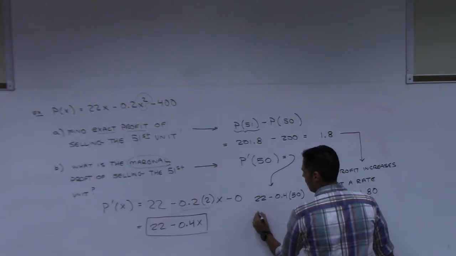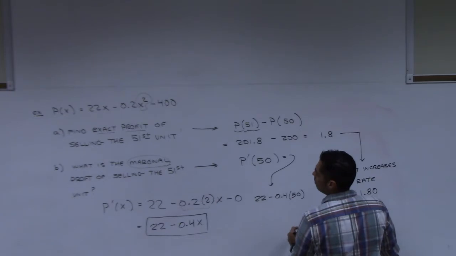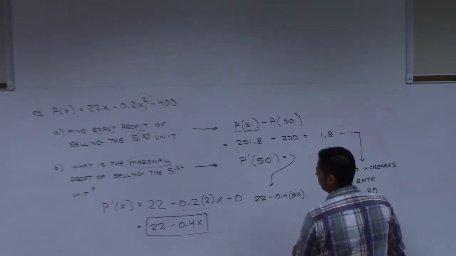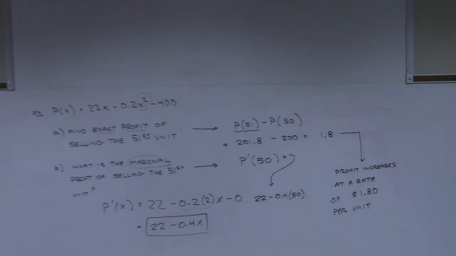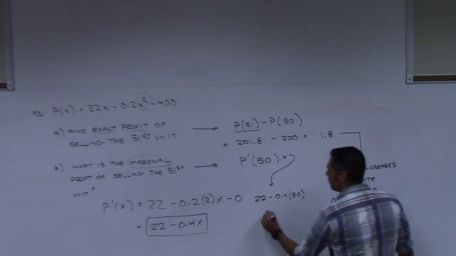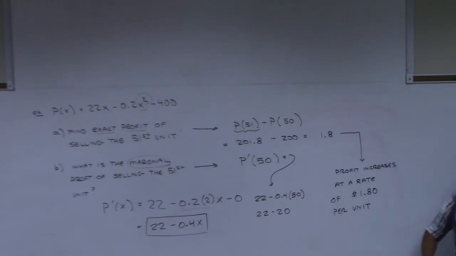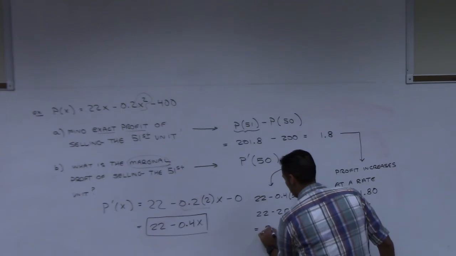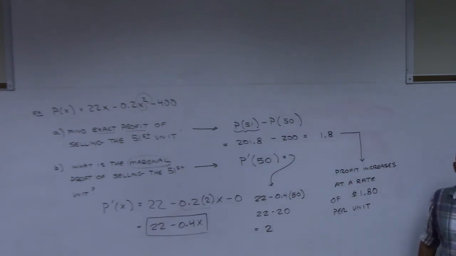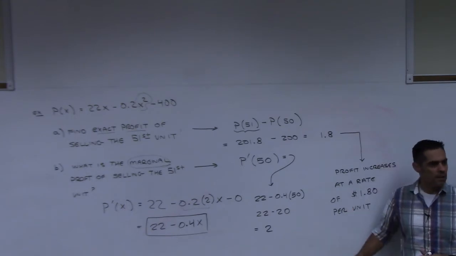What is this? 20? Hold on. Is that right? Yeah, 20. Is it really that big of a difference? I got 2, I was going to say. Oh, well, yeah, it's 22 minus 20. All right. It's 22 minus 20, and that's going to be 2. Well, $1.80, $2, right? We're off a little bit.